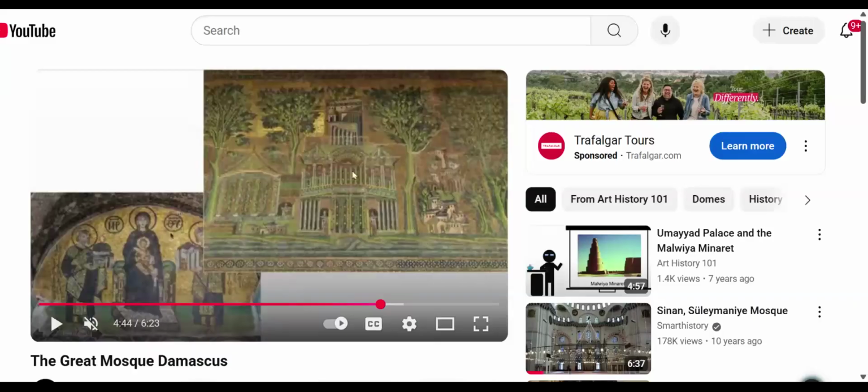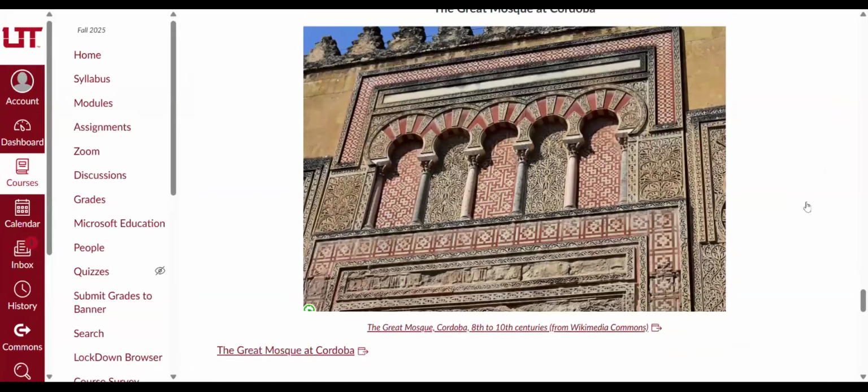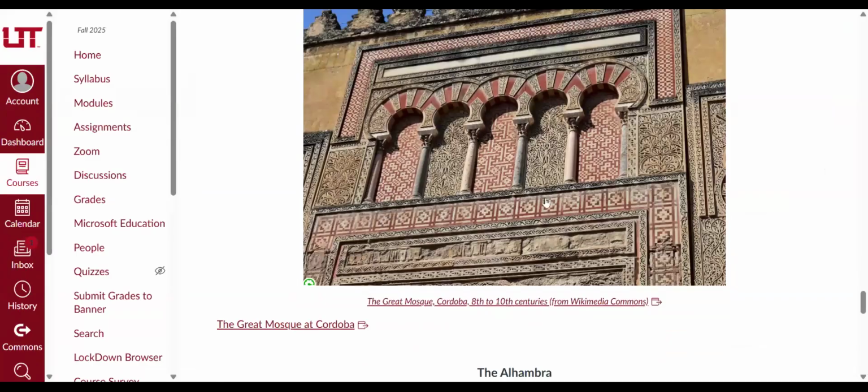So in the Great Mosque of Damascus, this imagery is to remind you to look forward to heaven. So this is not what heaven actually looks like, but this is to remind you that heaven exists. And this is to remind you of that infinite realm of God's promise. We see some of this fantastic design work again.